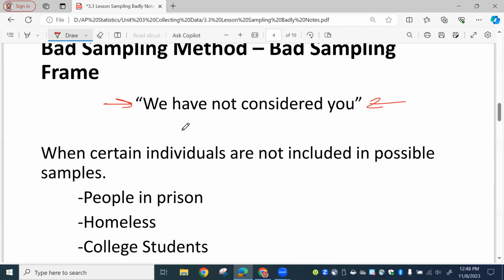So for instance, let's say we are trying to find something out about Prince William County residents. We can get a bad sampling frame if we don't consider certain people who live in our county who we might not reach, like people who are incarcerated, or people in our county who may be experiencing homelessness. They might represent a group that we would definitely want to reach out to that we haven't considered. College students who are off at university during parts of the year but are still Prince William County residents. So if we neglect to include them in our sampling frame, we are going to get some results that are not necessarily representative, and that is due to a bad sampling frame because we have not considered them.